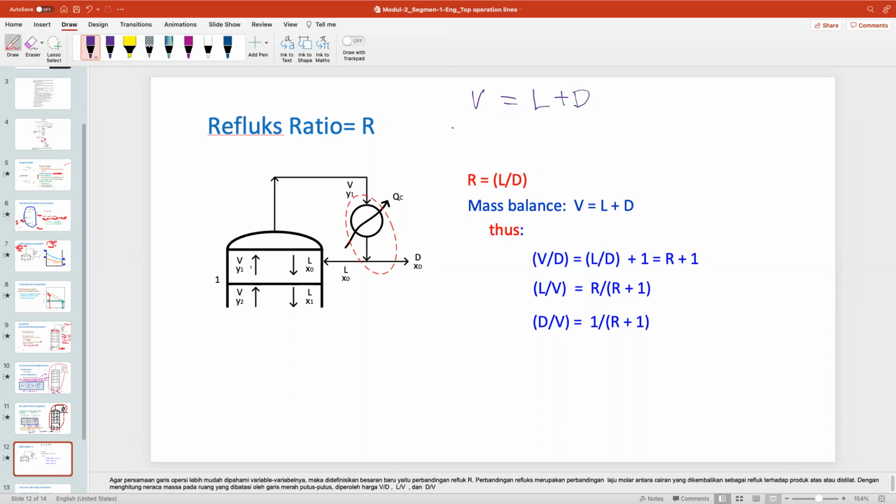So let's go back to here. V equals L plus D, and then let's divide both sides by D.